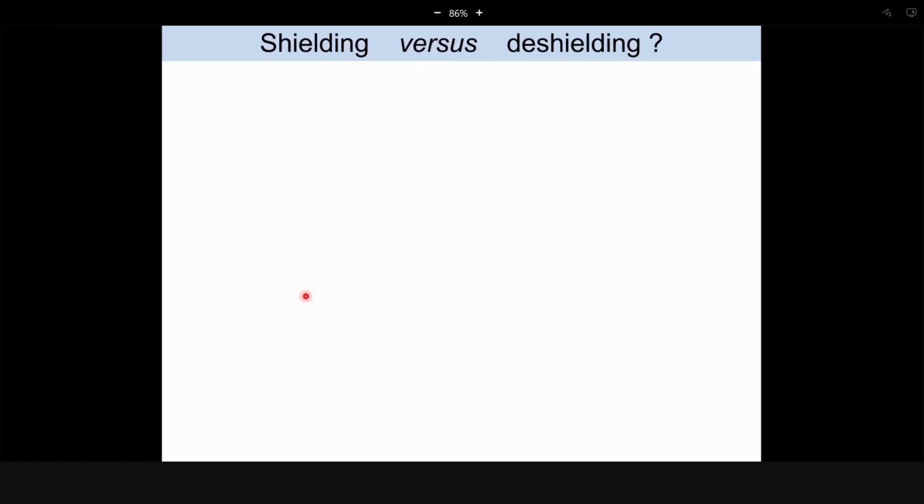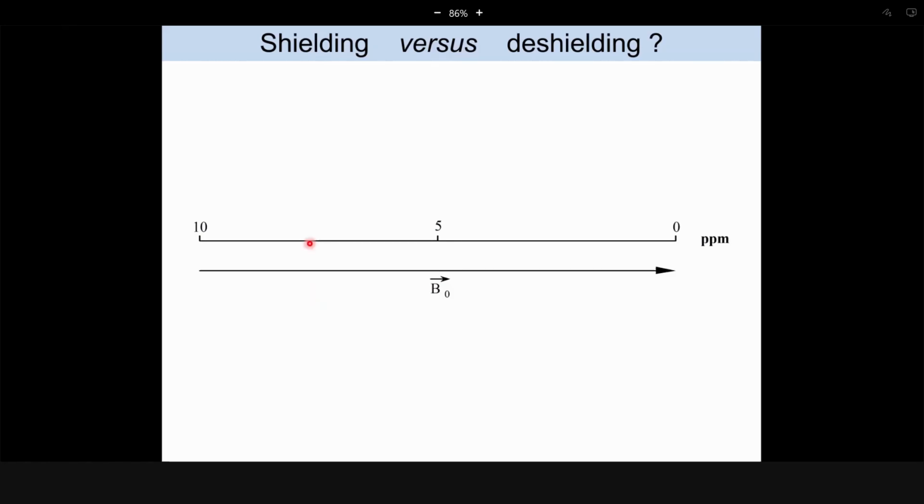So this phenomenon, we can describe, I need to charge my computer, excuse me.